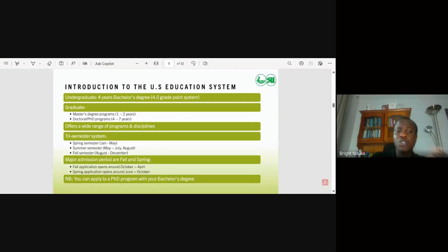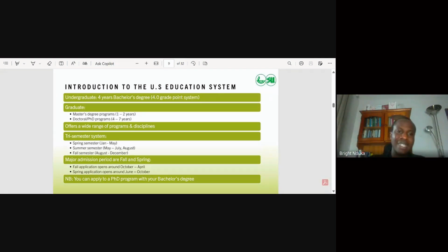Now, it's important for us to know this so that we know when to apply, when to start looking for what to apply. Remember, we spoke also about the United Kingdom. That's why I brought up this semester stuff and major admission period for you to start thinking about, okay, when do I apply? All right, so as to plan yourself, prepare your document towards that time.